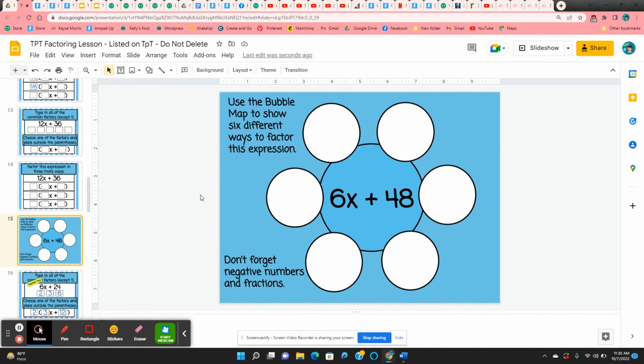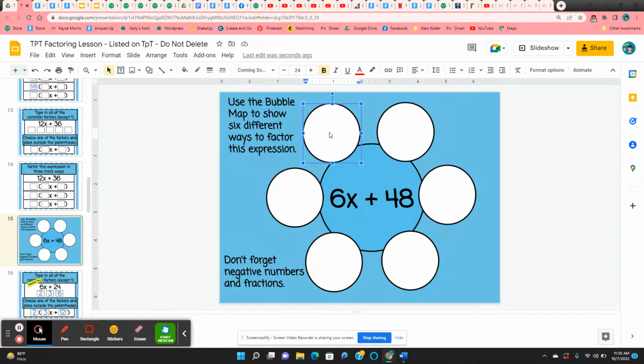Now, when they get to the final slide, slide 15, they're given a bubble map and an expression in the center, 6x plus 48. So all they need to do is come up with 6 different ways to factor this expression. And it reminds them, don't forget about negative numbers and fractions.